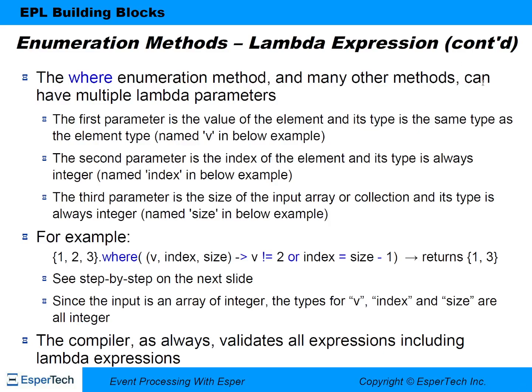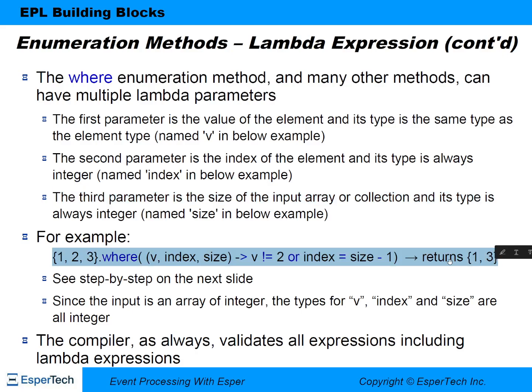The where enumeration method, and many other methods, can have multiple lambda parameters. The first parameter is the value of the element and its type is the same type as the element type, named v in below example. The second parameter is the index of the element and its type is always integer, named index in below example. The third parameter is the size of the input array or collection and its type is always integer, named size in below example.